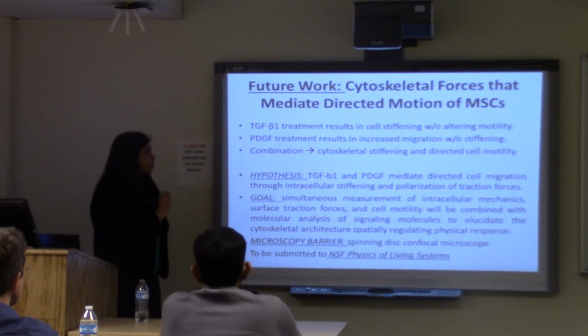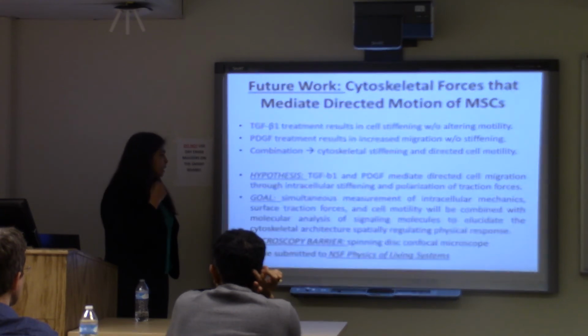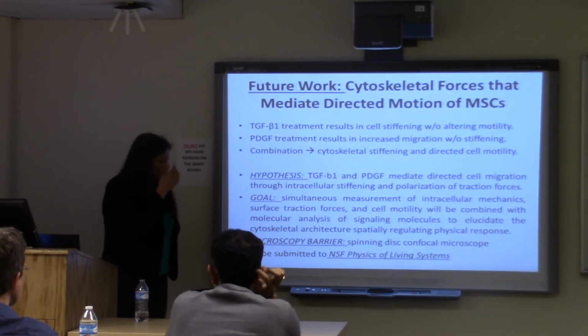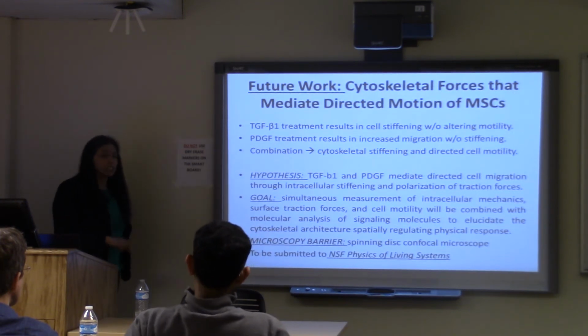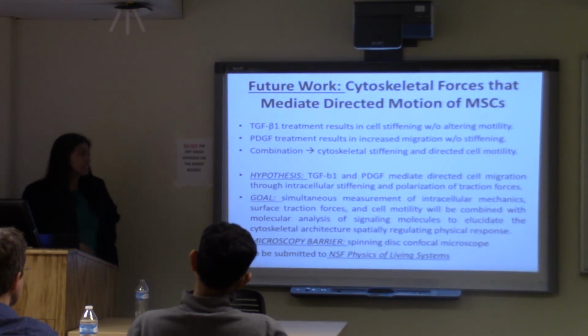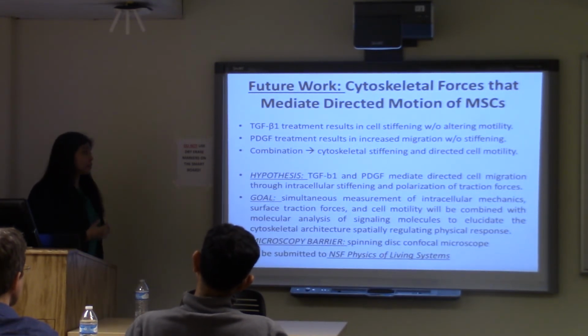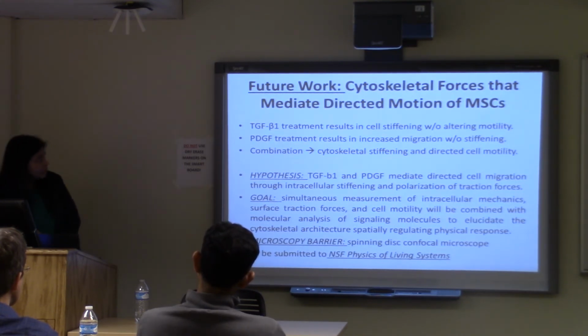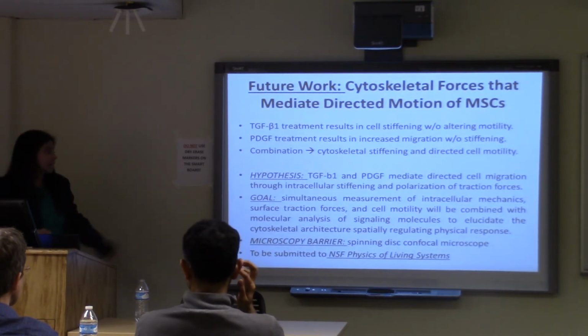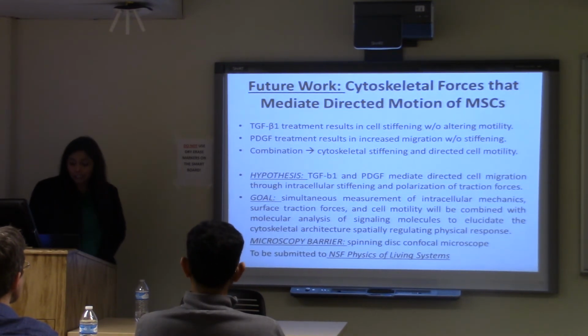But one of the major barriers to this is increasing our resolution with our microscopy. And so one of the things that we need to do to really make this happen is probably to use something like a spinning disc confocal microscope. We may be able to use super resolution microscopy to solve this problem as well, which would allow us to look at individual particles with higher spatial resolution as well. And this work is something that I'm planning to submit to NSF Physics of Living Systems.